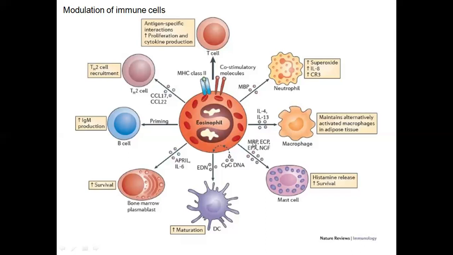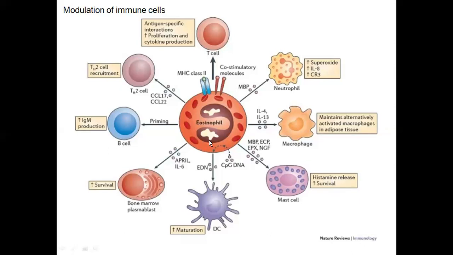And similarly, these cationic proteins, like MBP, ECP, EPX, and NGF, if they come in contact with mast cells, and there is a mast cell in the surrounding, then the mast cell would start secreting histamine. And what is the job of histamine? It would dilate the vessels, and vessel dilation is needed when there is some problem in some area of the body, so that the blood supply to that particular area increases. So it also increases the survival of the mast cell.